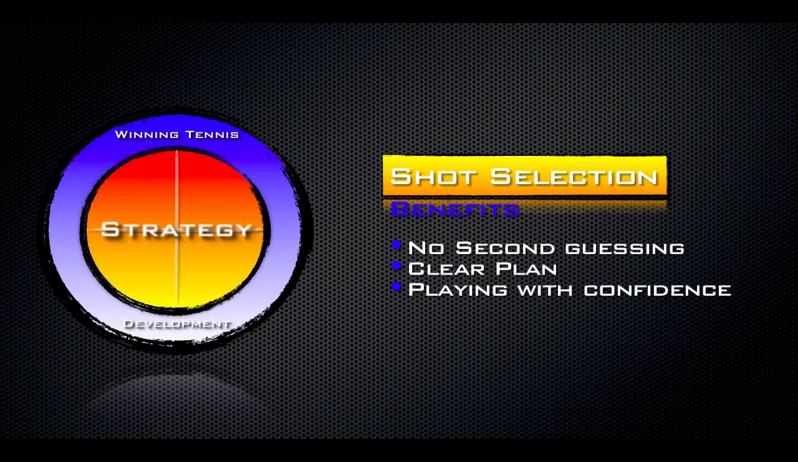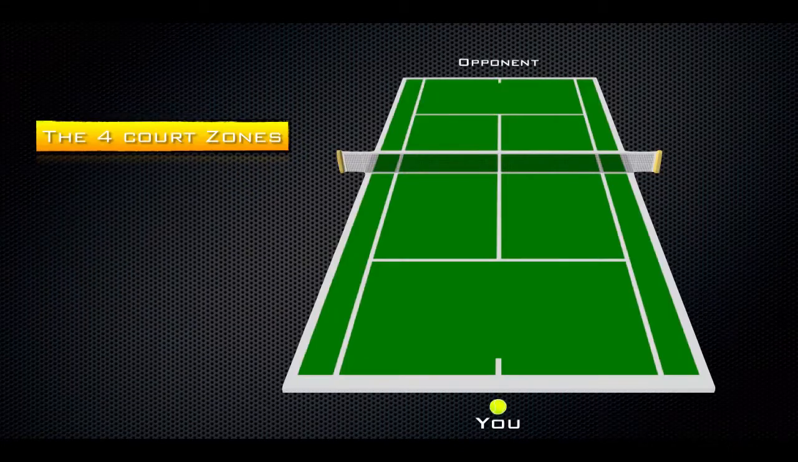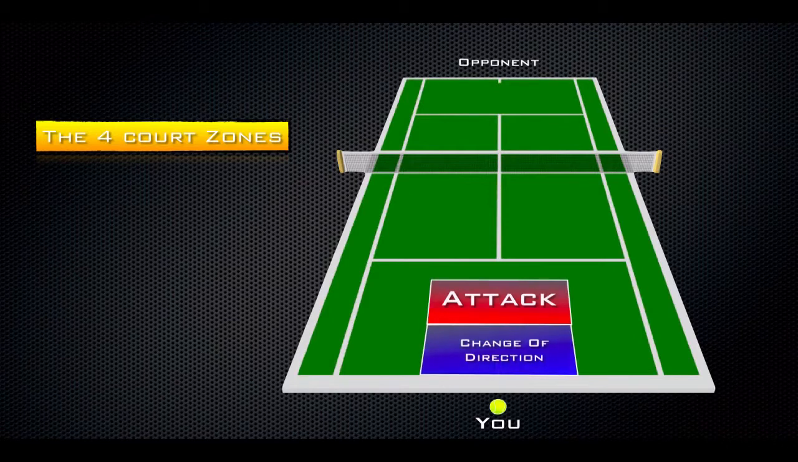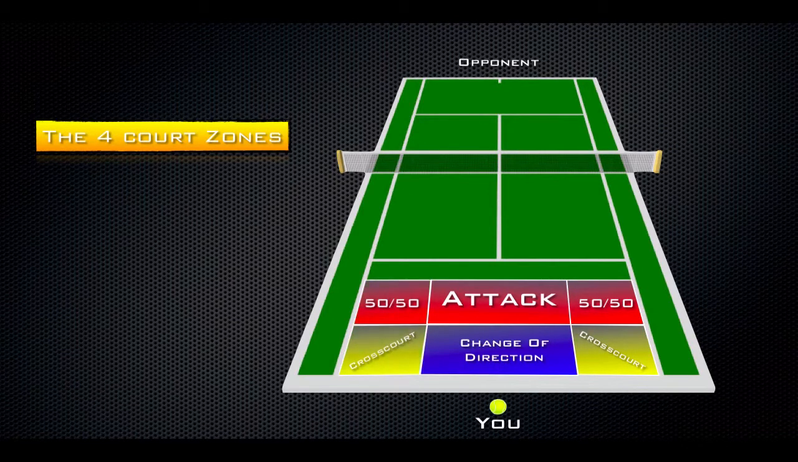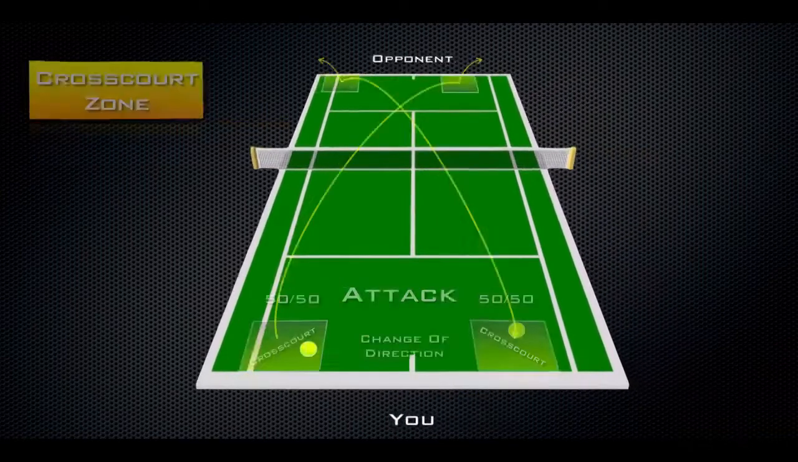When we are using the 4 zones, we break the court down into 2 center zones, the attack and change directions. The 2 outer zones are the cross court and the 50-50. The outer zones are the same on each side of the court. We're going to start with learning what to do when the ball lands in the cross court zone.